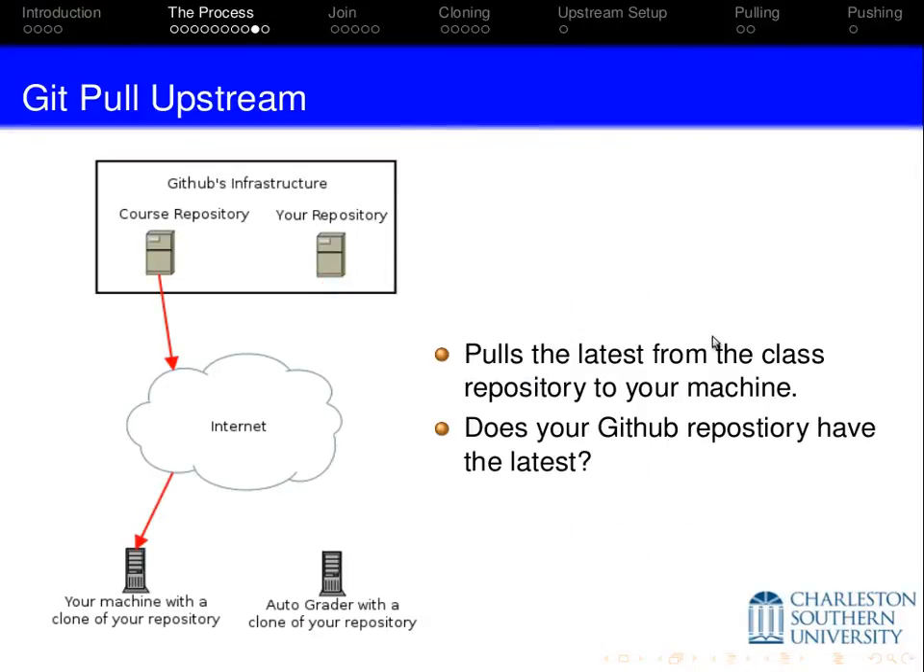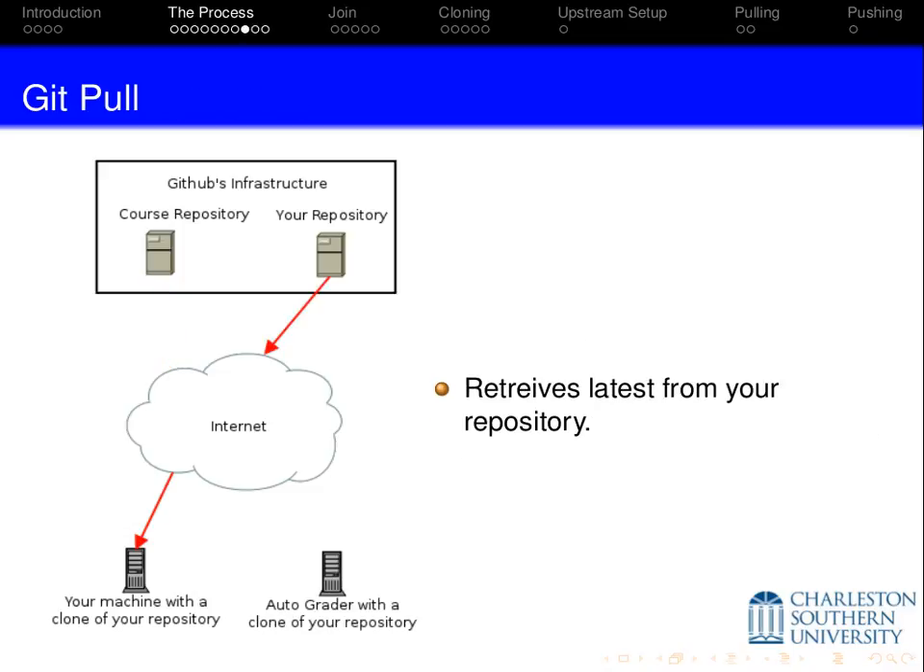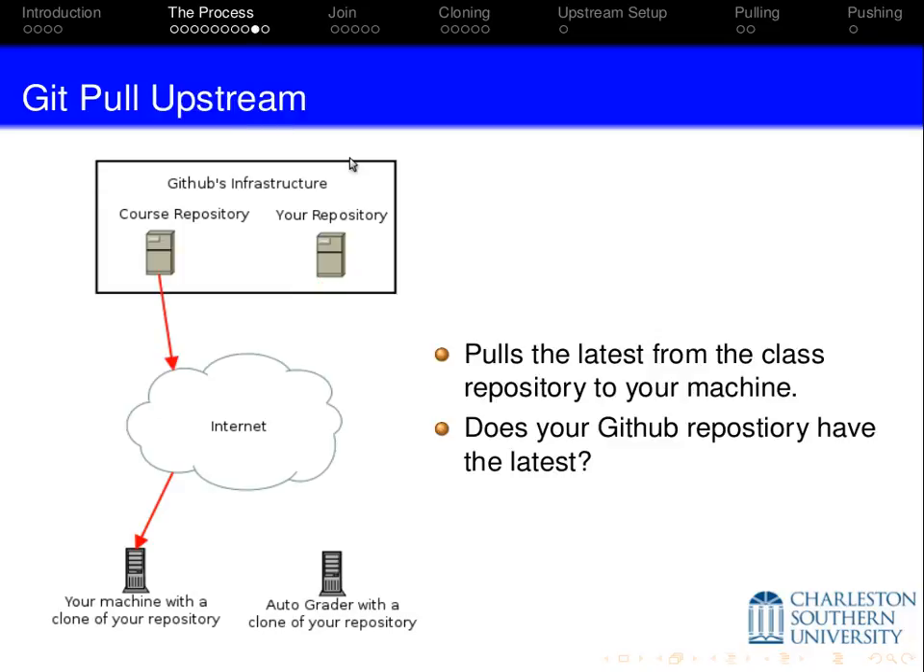Git pull pulls the latest from the class repository to your machine. Oh, here's a great question. So git pull from your repository pulls it from your repo to your local machine, and then git pull upstream pulls the latest from the course repository to your machine. Does your GitHub repository have the latest at this point in time? No. Why not? It's completely bypassed your repository, going from the course repository. Everything's stored on your machine at this point.